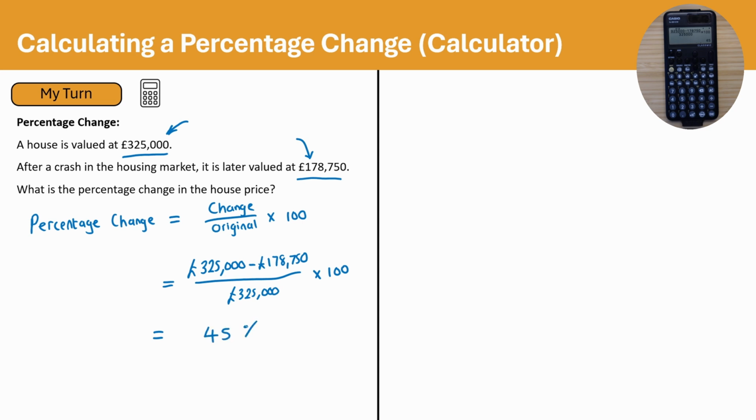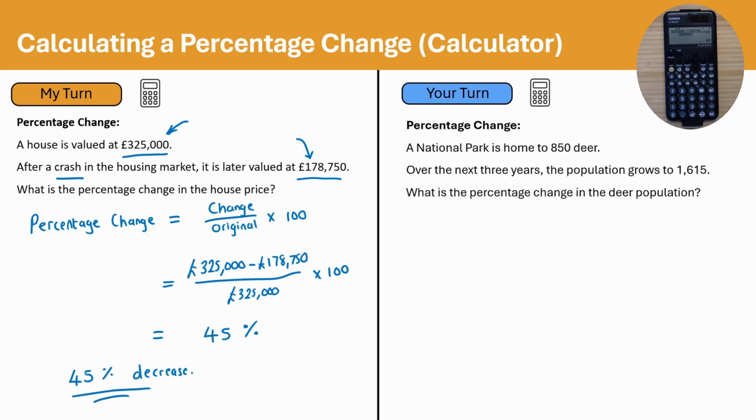Okay. Now I just need to use my common sense and write whether that's an increase or a decrease. Well, the house was valued at £325,000. It's a crash in the market. It's now valued at this. My answer is a 45% decrease. And it is important that we write this final line. Pause the video, give this question a go, and your answer will pop up on screen in a second.